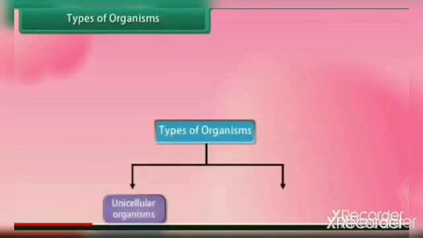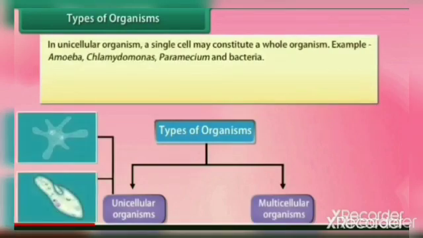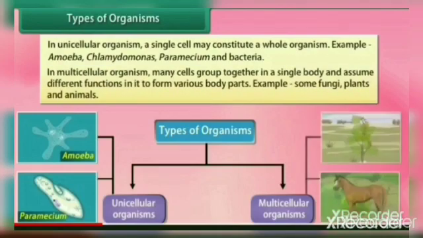Now the types of organisms. Organisms are of two types, unicellular and multicellular. In unicellular organisms, a single cell may constitute a whole organism, for example amoeba, chlamydomonas, paramecium and bacteria. And in multicellular organisms, many cells group together in a single body and assume different functions in it to form various body parts. Examples are some fungi, plants and animals.